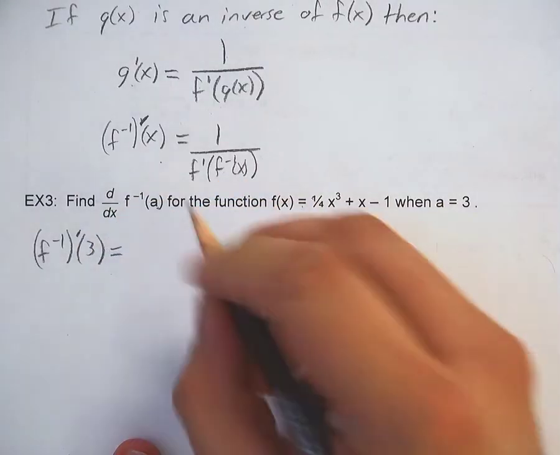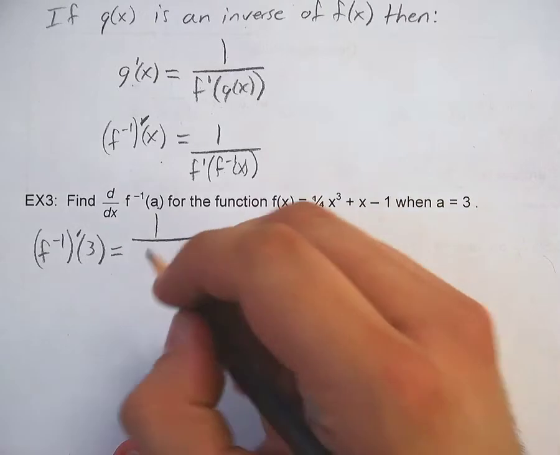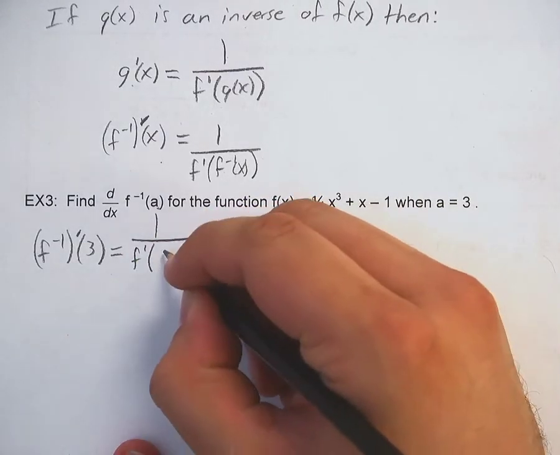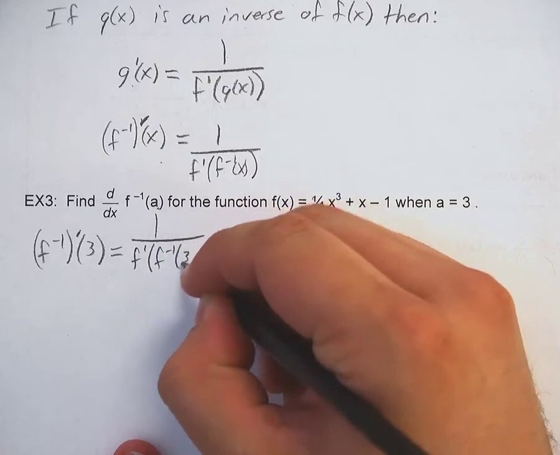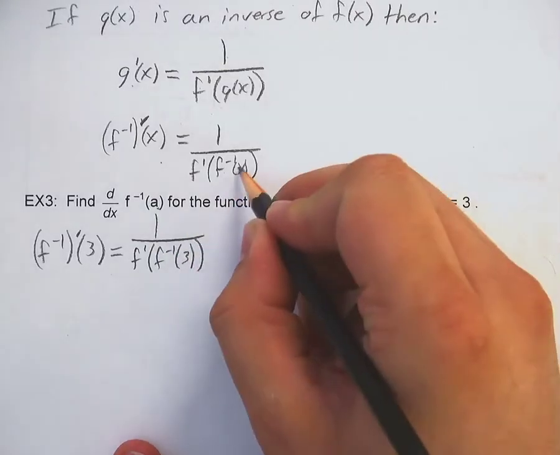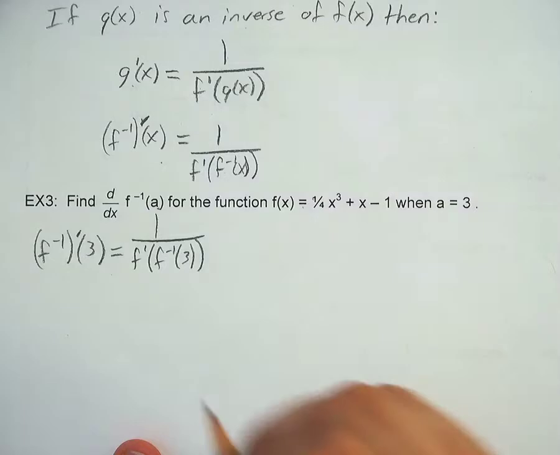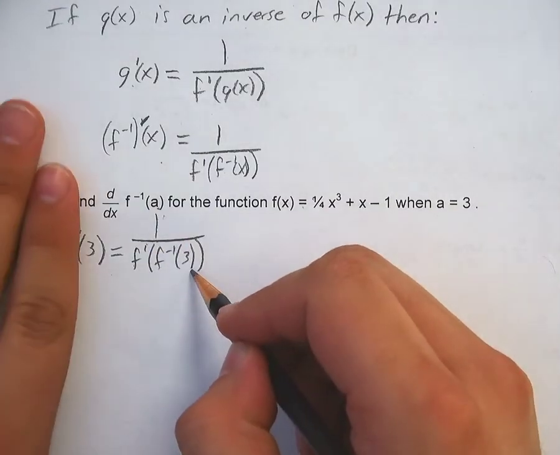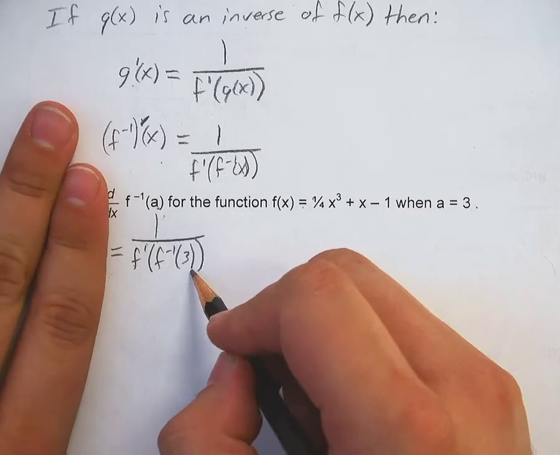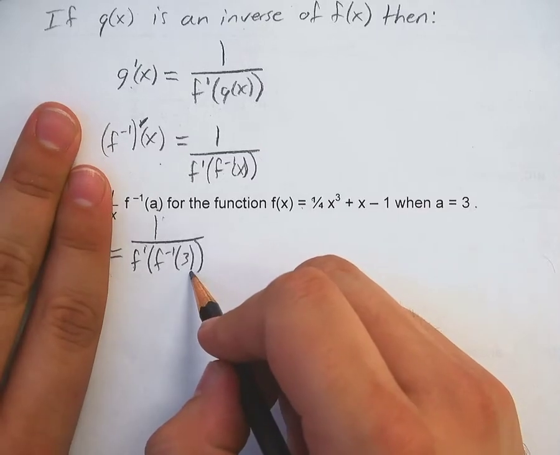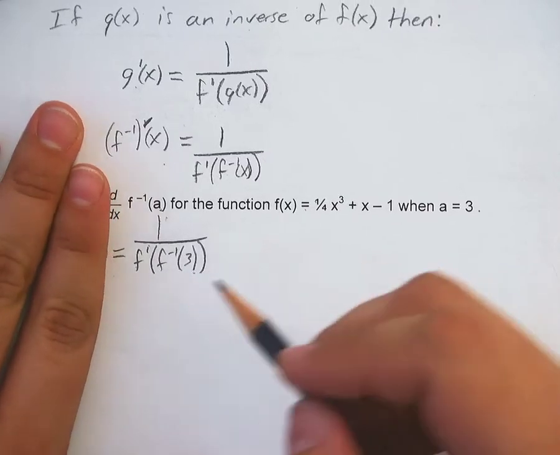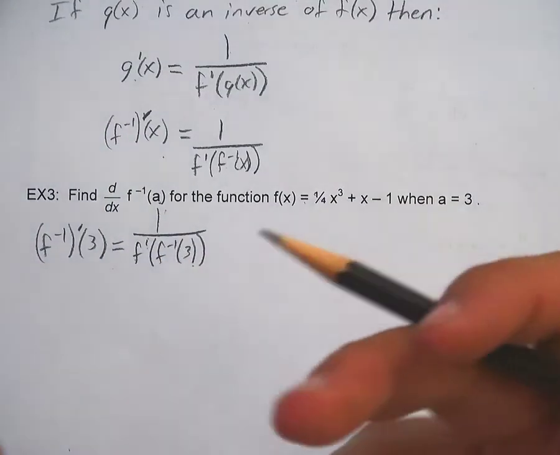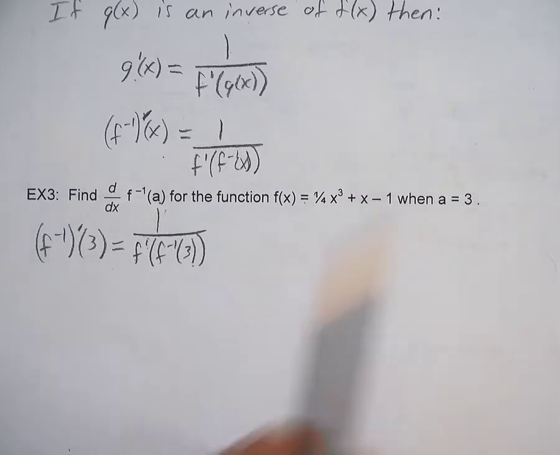All right, so to figure that out, I'm going to do 1 over f prime of f to the negative 1 of 3. And that comes straight from right here. All right, 1 over f prime of f to the negative 1 of 3. And from here, let me cover this up. All we have to do is fill this thing in. So come up with the derivative, obviously. Come up with the inverse, obviously. And let's figure out what this thing is going to be.